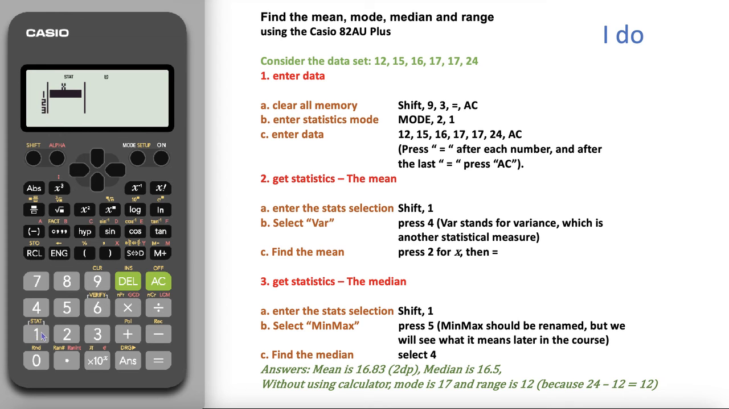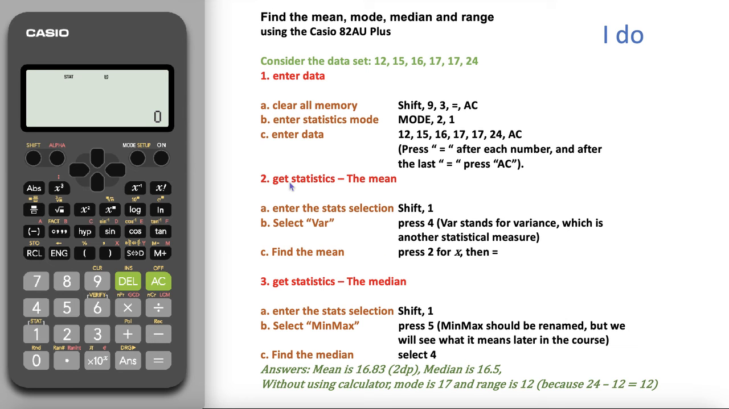And that's reasonably straightforward. We've got our data set here, 12, 15, 16, etc. All we do is go like this, 12, and then press equals, and that lodges in our little spreadsheet. 15, again, press equals, and so on. Now, after the last one, which is 24, we press equals in the usual way, and then we press AC. And it seems to vanish, but it's there in the background. So we've got our data in.